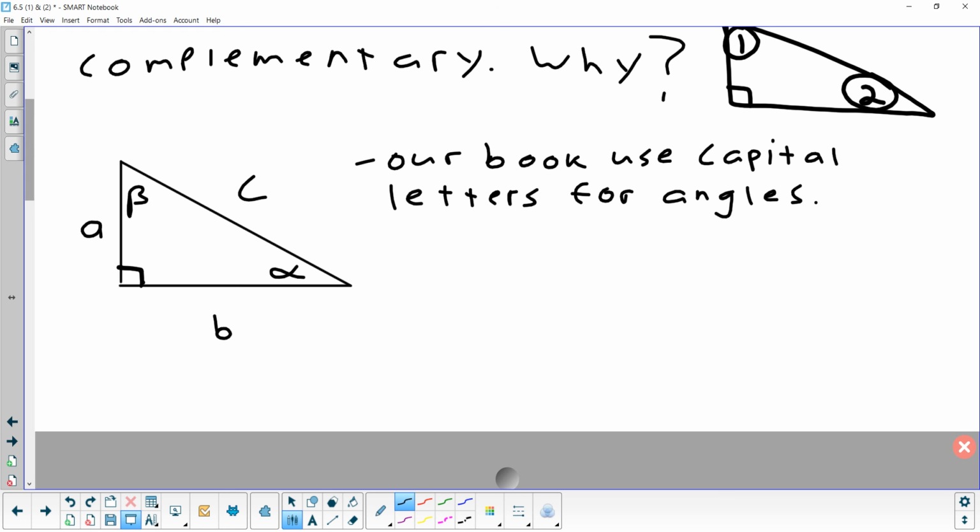All right, so let's find something in this picture. It's not going to be numeric. There's no numbers in this picture. Let's do the sine of alpha. Remember, sine is opposite over hypotenuse. What side is opposite from alpha?